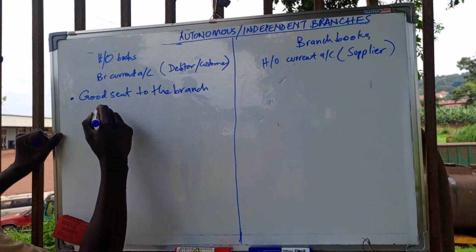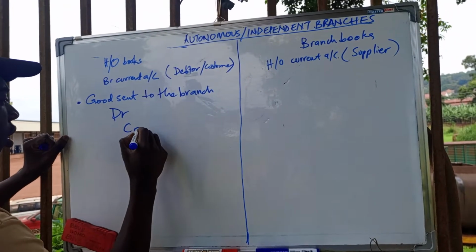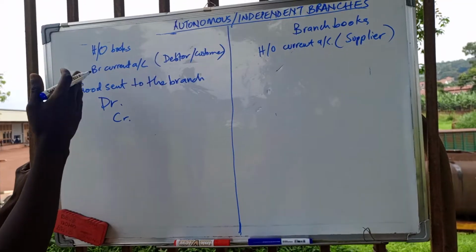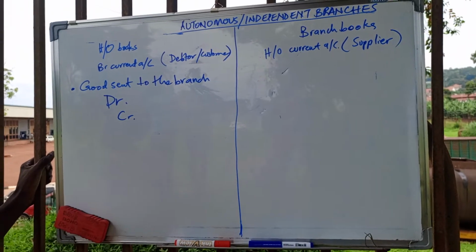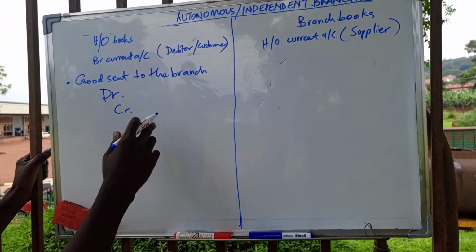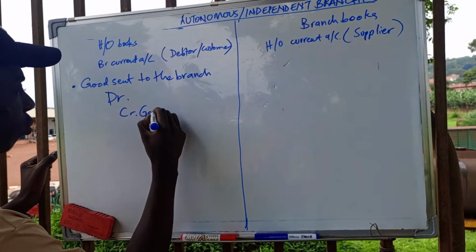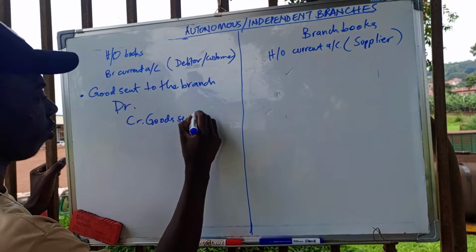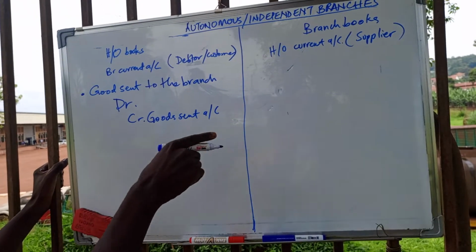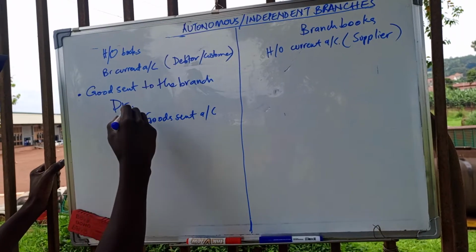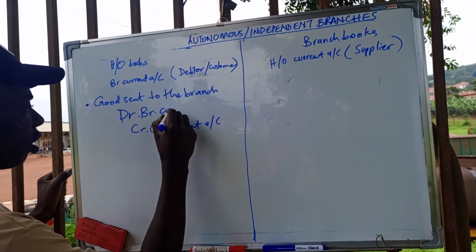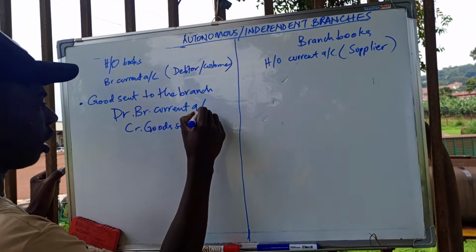So when goods are sent, I'm supposed to be passing a double entry, debit, credit. I recognize that I'm the head office, preparing my books of account. When I'm sending goods, I'm getting them from somewhere, that special account where I'm getting the goods is the goods sent account. So it is reducing, I must be crediting that account, goods sent account. Then where are they going? They are going to my branch. Since they are going to my branch, I must be debiting the account I'm maintaining, the branch current account, me as the head office.